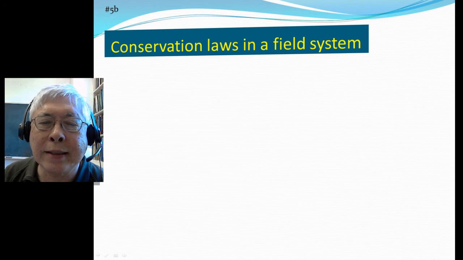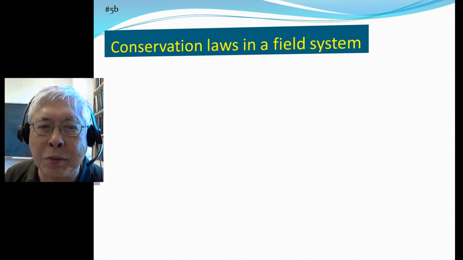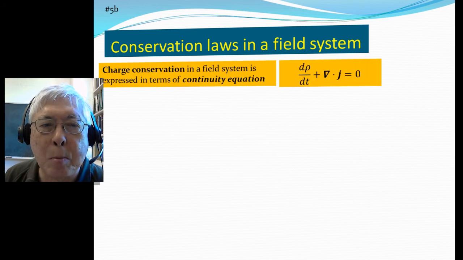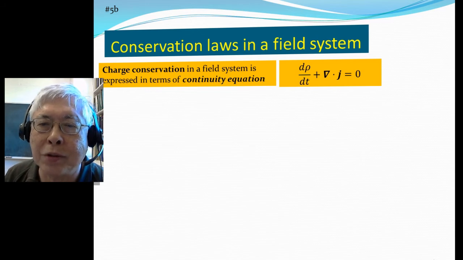So for this half of lecture number 5, we're going to talk about conservation laws in a field system, not just single particle momentum conservation or energy conservation, but for a field, a continuous medium. For example, you probably know the charge conservation in a field system is expressed as a continuity equation: the rate of change of charge density plus the divergence of the current is equal to 0.